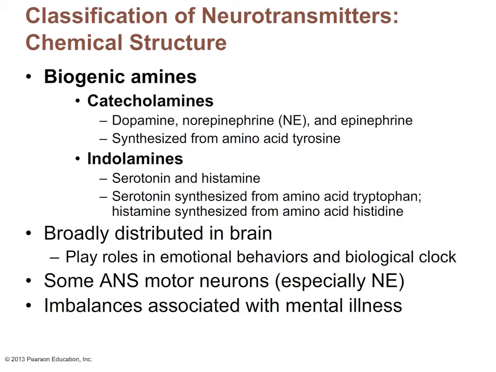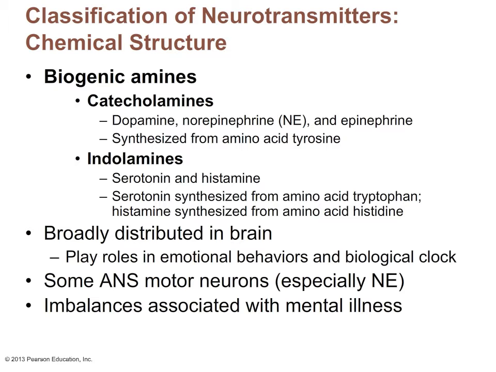In addition to acetylcholine, we have another class of neurotransmitters called the biogenic amines. And these are divided into 2 classes, the catecholamines and also the indolamines. The catecholamines are based on the amino acid tyrosine, and they include things like dopamine, epinephrine, and norepinephrine. Now, epinephrine and norepinephrine you've probably heard of, because not only are they neurotransmitters, but they're also hormones.